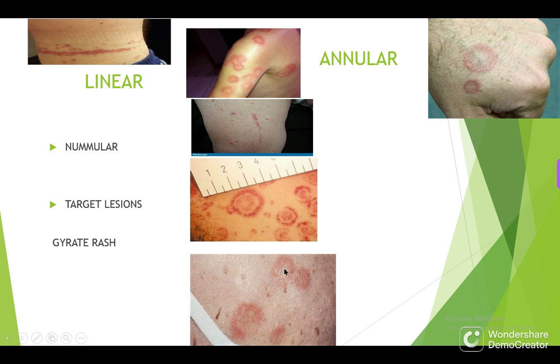As far as the scales are concerned, they are shiny scales. Again, this type of lesion is linear here. This is, of course, a numular lesion. Numular, it is a big one. You see, this is numular. They are round shaped, but a big lesion. They are coinciding with each other.